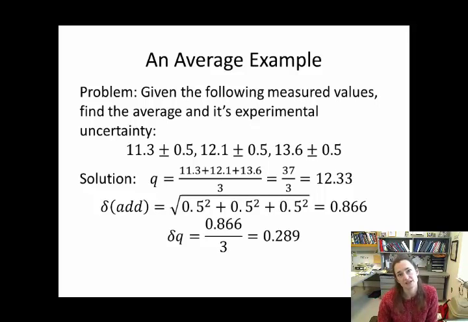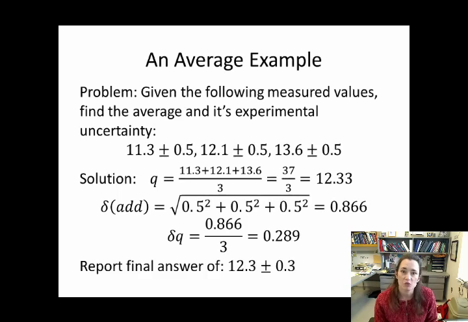Okay, and then to find the uncertainty in Q, you're going to be dividing, multiplying by a known constant. That known constant would be 1/3, so you're multiplying by 1/3. So what you do is you take 0.866, your uncertainty, and you divide it by 3, and you get delta Q is 0.289. But now that's not what you report.